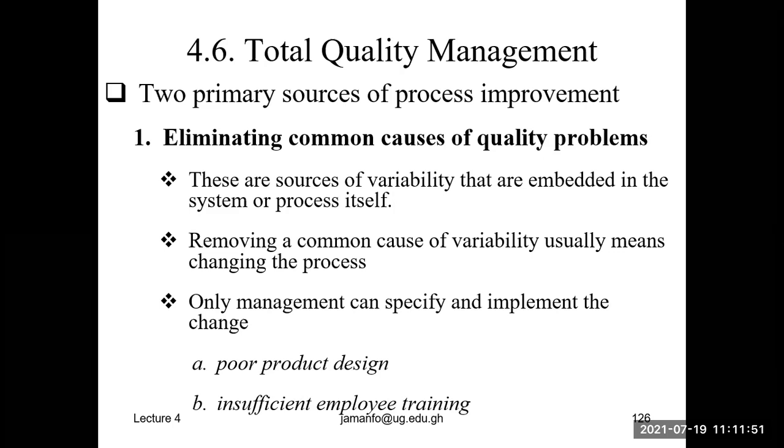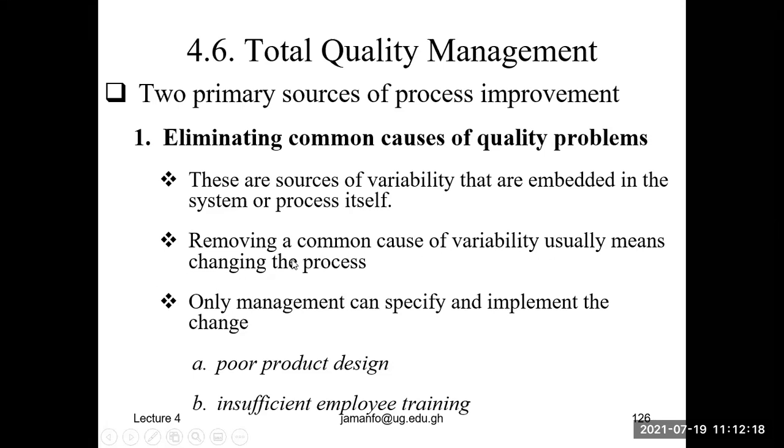Okay. And if we change the process, maybe now we get a rice cooker to cook it. Have we changed the process? Yes, we have changed the process. So to eliminate common causes, because common causes are embedded in the process or the system itself, we need to focus on the system. So we remove common causes of variability.